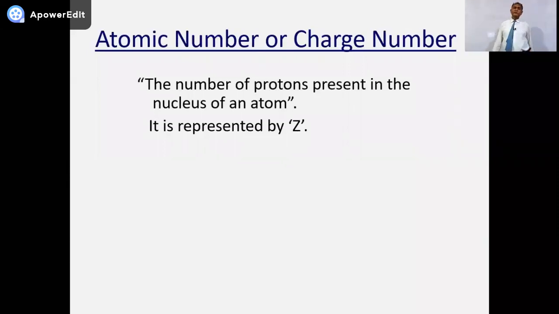So I'm repeating. Protons, number of protons, very important. It gives you the characteristic. Its number gives you the characteristic properties to an atom. Number of protons changes, the name of the atom changes. One proton, hydrogen. Two protons, helium, and so on. That is why you can see on the screen, the number of protons present in the nucleus of an atom is called atomic number or charge number. Okay?